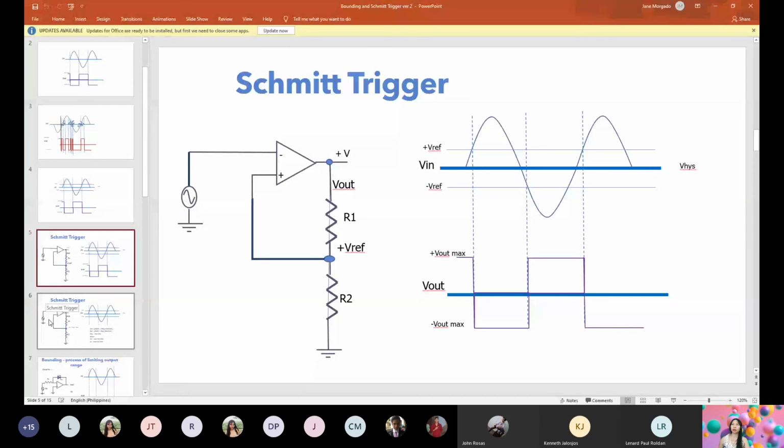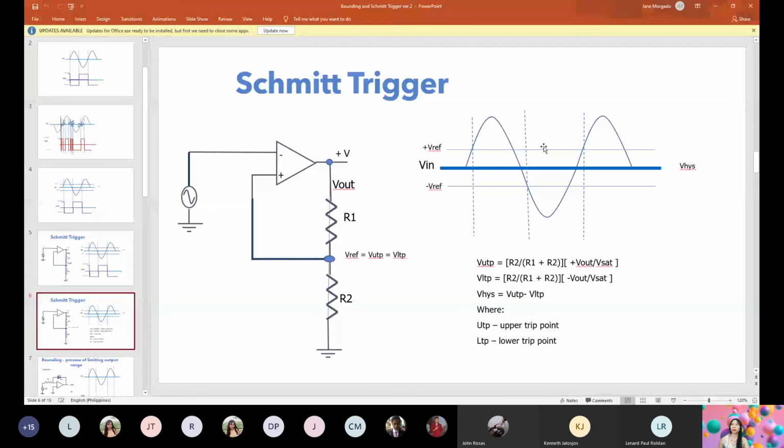Okay, so let's discuss. With Schmitt trigger, it allows us to have a positive reference voltage and negative reference voltage. So we have here UTP, R2. Again, the VREF is the reference voltage, the voltage across R2 over R1 plus R2, as well as LTP. So you have an upper trip point and lower trip point. The positive VREF is now called the upper trip point and lower trip point. The hysteresis is the window voltage between VUTP and VLTP.